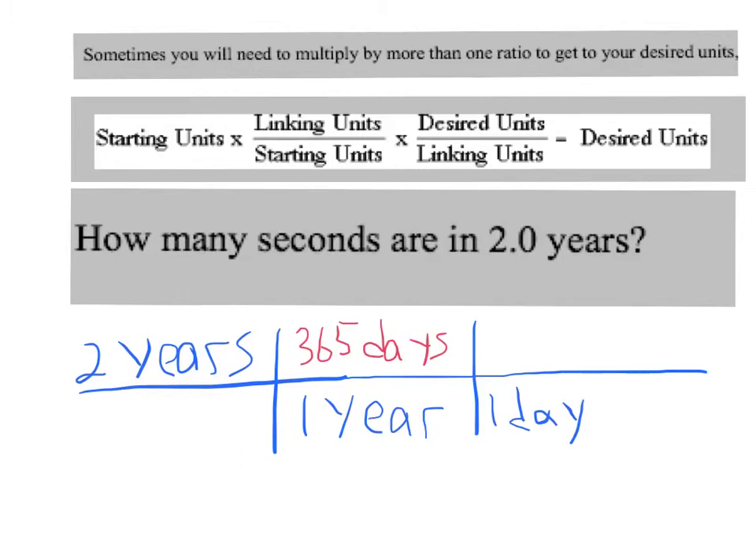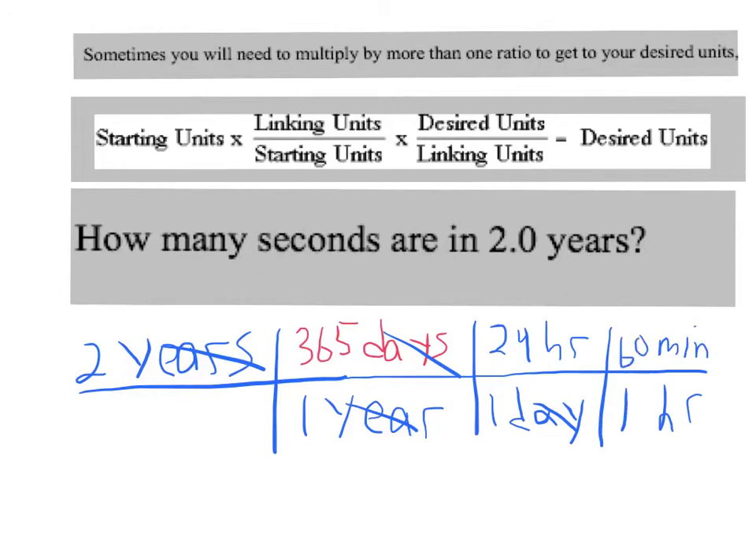1 day is, well, let's do hours first. 1 day is 24 hours. That cancels out days, and we're left with hours. Next, hours into minutes. You have 1 hour is 60 minutes. One last conversion: 1 minute is 60 seconds.